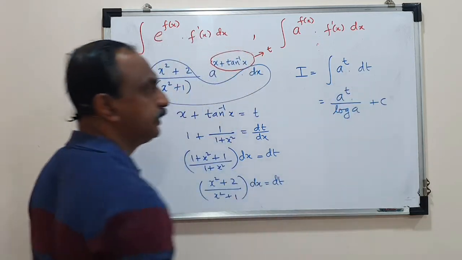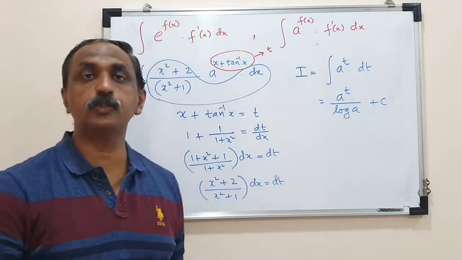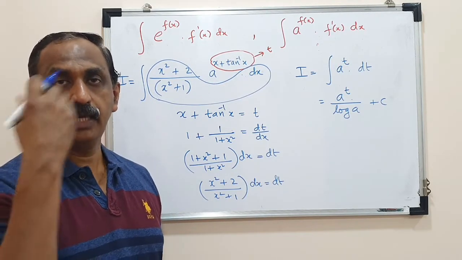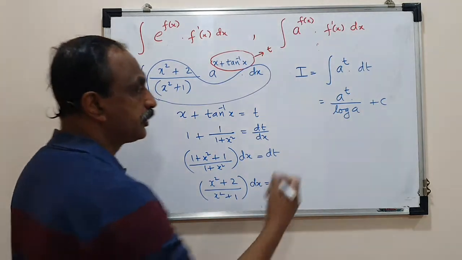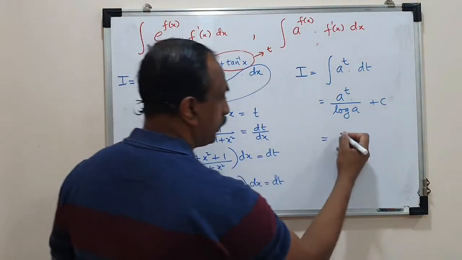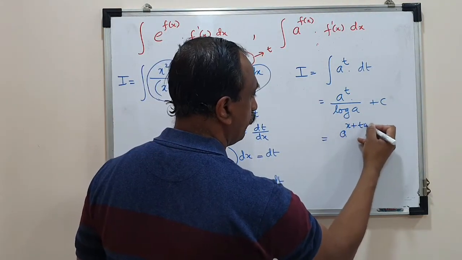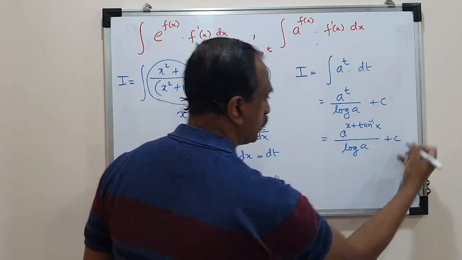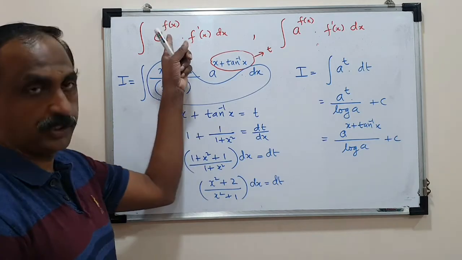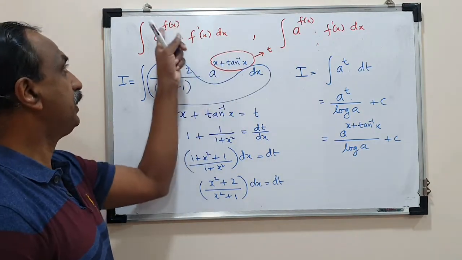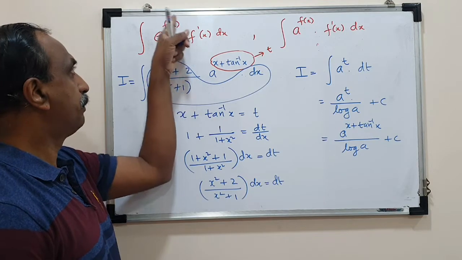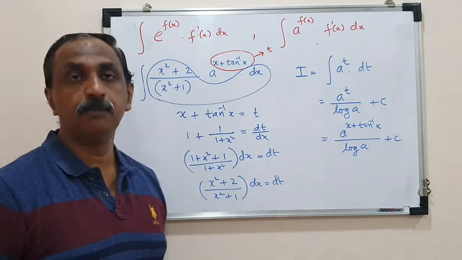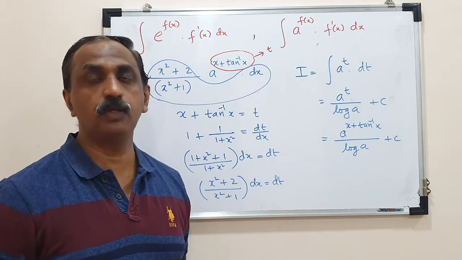Don't get confused here. The derivative of a raised to x is a raised to x into log a, whereas the integral of a raised to t is a raised to t divided by log a. So t is replaced back: a raised to x plus tan inverse x upon log a plus c. So whenever exponential functions are present, if the power is a function of x, the power should be put as t, and automatically the derivative will be present. If the derivative is not present, the function will not be integrable.